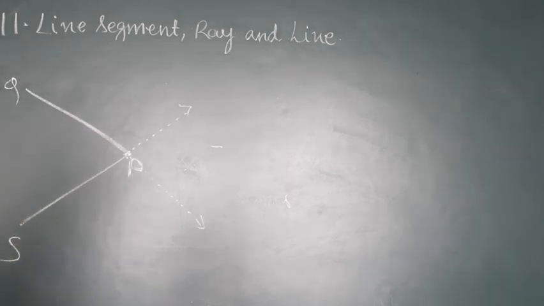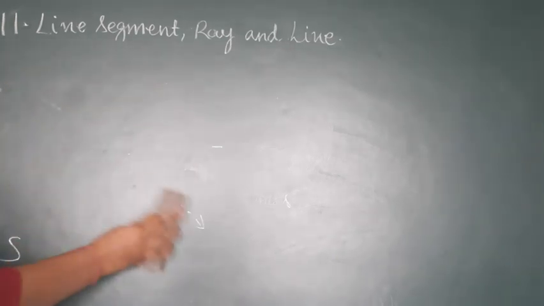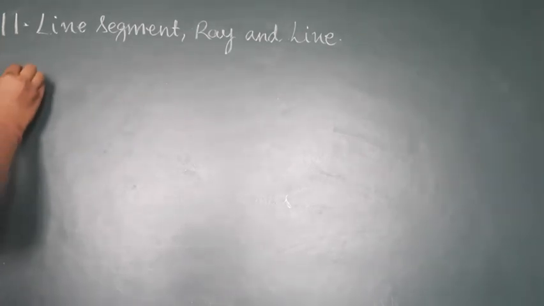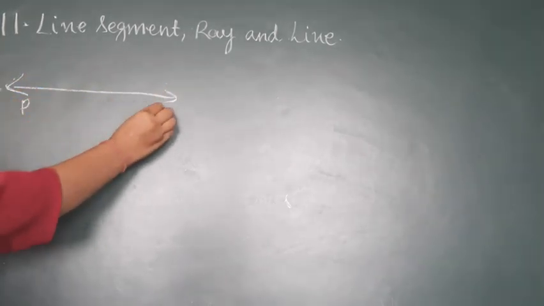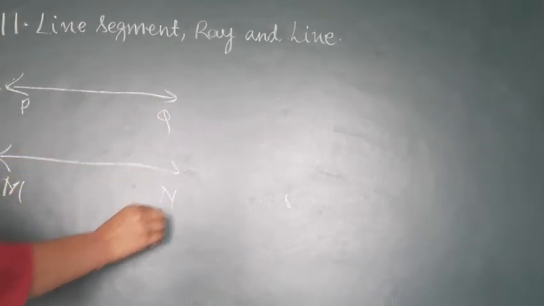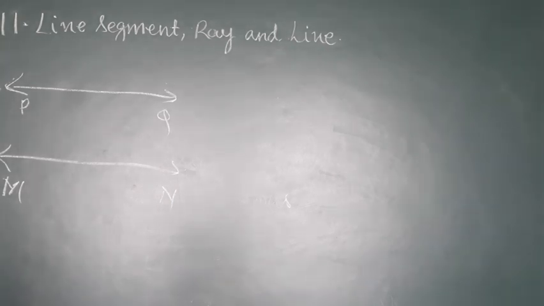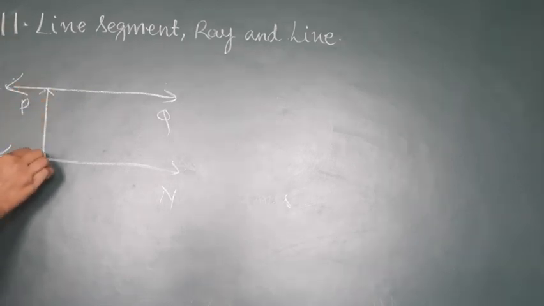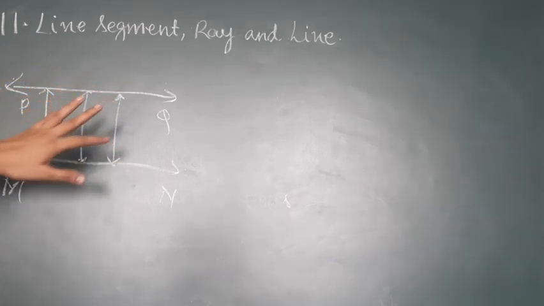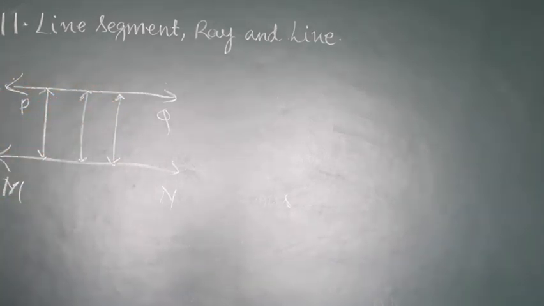Now, what are parallel lines? Parallel lines are the lines which do not intersect at any point, and the distance between the lines is always equal. For example, this is a line PQ and there is one more line, MN. These lines are said to be parallel. Why? Because they are not intersecting at any point, and one more thing, the distance between the two lines at every point is the same. That is why they are said to be parallel lines.